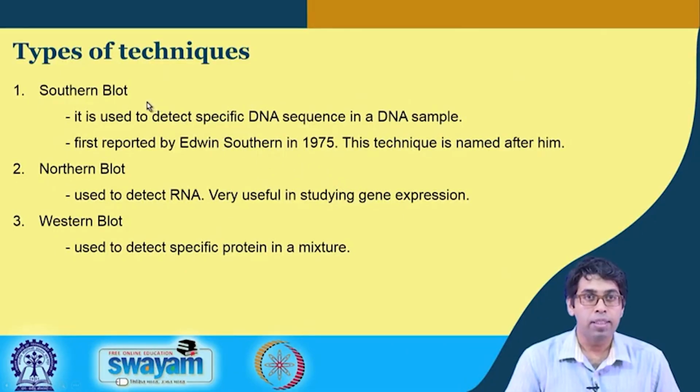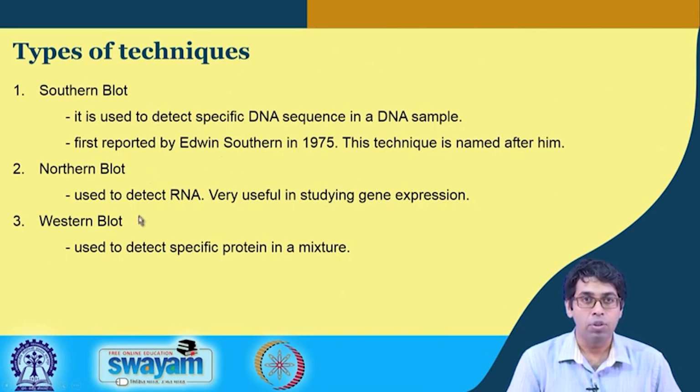There are three basic types of immunoassay techniques, and as you will see, their names are southern blot, northern blot and western blot. So, southern blot is a technique that is used to detect specific DNA sequences. If you have a sample of DNA which has all different types of DNA, different sequences, and you want to know whether a particular DNA sequence is present in it or not, then the method of your choice will be southern blotting. This method was first developed by Edwin Southern, and it is named after him. So, that is why it is called southern blotting.